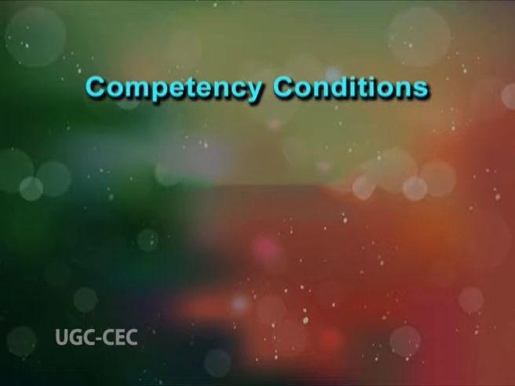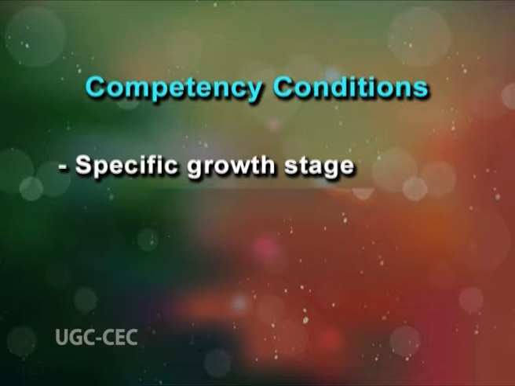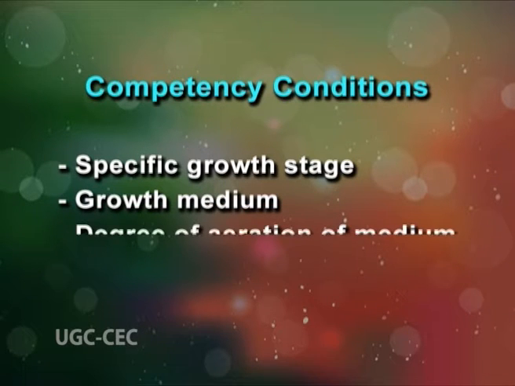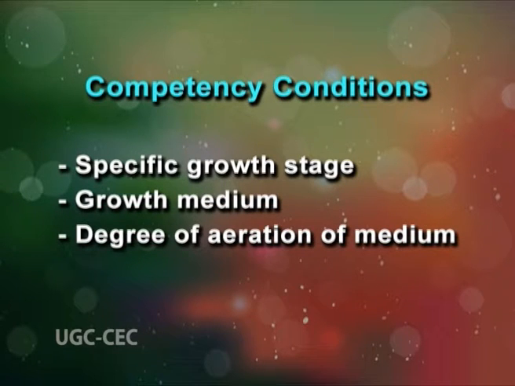Competence is a complex phenomenon that depends on several conditions. Bacteria need to be in a specific stage of growth. For instance, S. pneumoniae becomes competent during its late exponential growth phase, when the population reaches nearly 10^7 to 10^8 cells per ml and is entering a stationary phase. Apart from this, it is highly dependent on the growth medium and the degree of aeration of the culture.